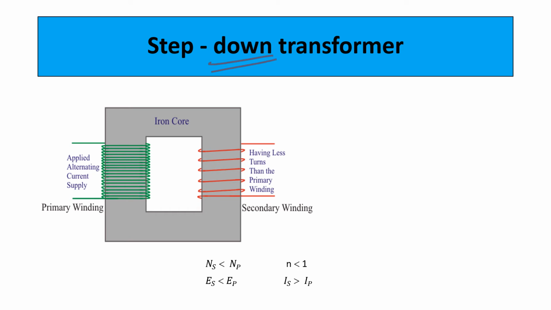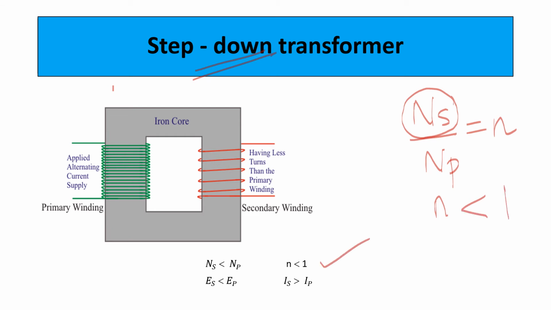Step-down transformer will step down the voltage from high voltage to low voltage. Therefore, the number of turns on the secondary will be less when compared with the number of turns on the primary. Turns ratio is ns by np, which is equal to n, the turns ratio. The number of turns on the secondary is always less in the case of step down transformer. Therefore, the n value will always be less than 1. This is for step down transformer.